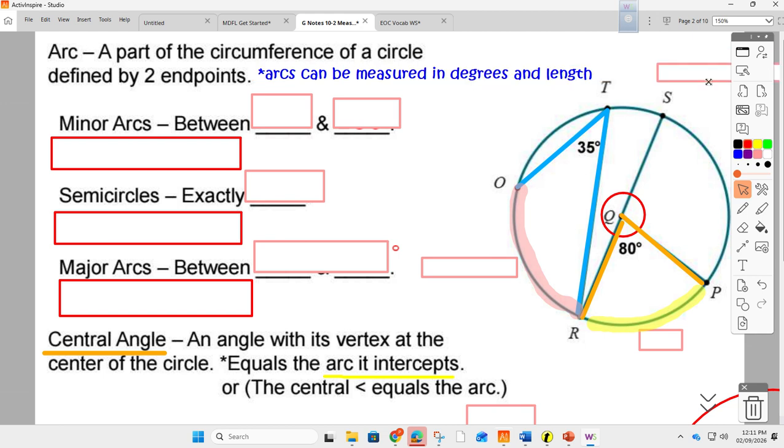We're going to make a note that arcs can be measured in degrees and length. And you need to look for the words that tell us which one of those things to do. If they ask you for the measure of the arc, they want degrees. If they ask you for the length of the arc, they want some sort of unit of measure for length: inches, centimeters, miles, kilometers, meters, feet, those kinds of things.